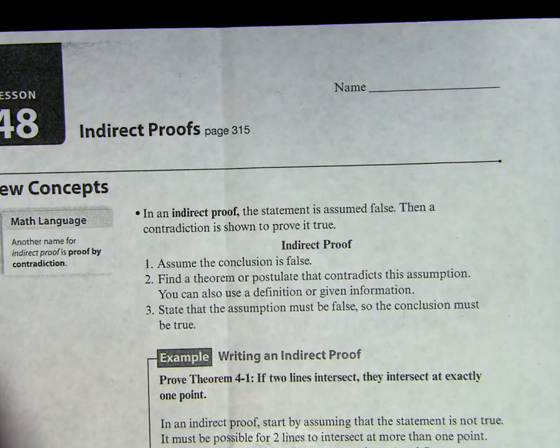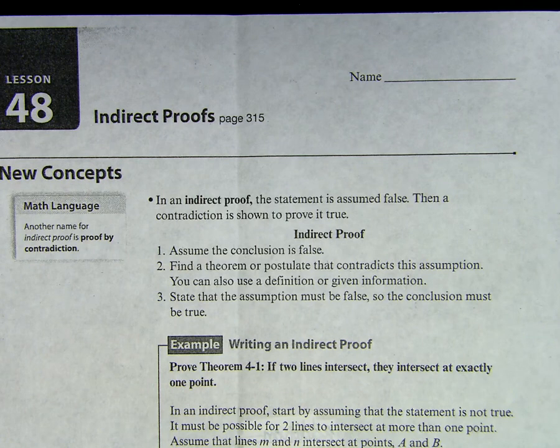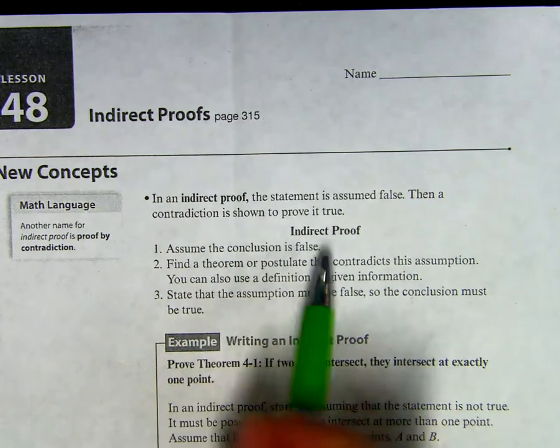Okay, lesson 48, indirect proofs. An indirect proof is when you start by saying the statement is assumed to be false. So then you find a contradiction to your false statement to show that it's true. So these are the steps that you want to remember for an indirect proof.